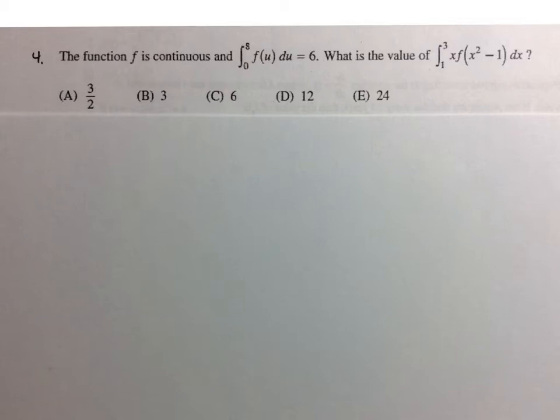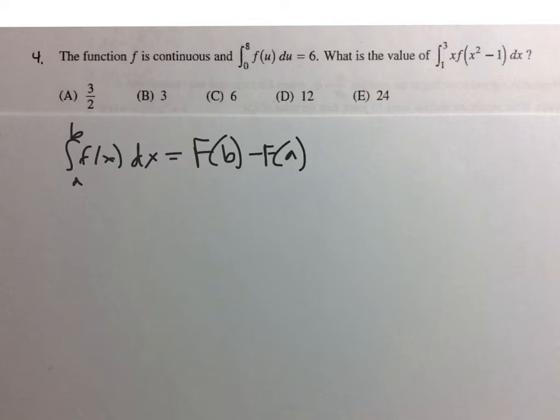In chapter 7, we've been focusing on techniques of anti-differentiation, finding that antiderivative. If we go back to concepts from chapter 6, we've talked a lot about these definite integrals where we have two limits of integration. The fundamental theorem of calculus tells me that if I have an integral of some function evaluated from a lower to an upper limit, I can take the antiderivative, evaluate at b, antiderivative, evaluate at a, and subtract the two, and that gives me my answer.